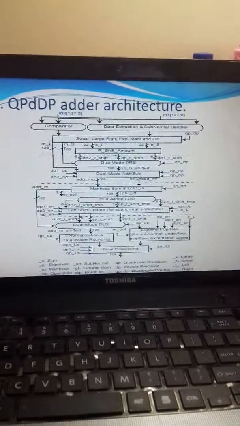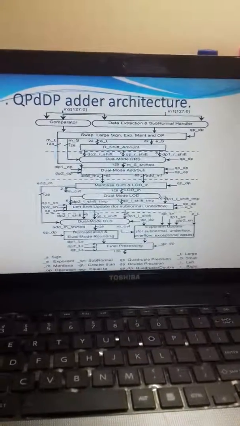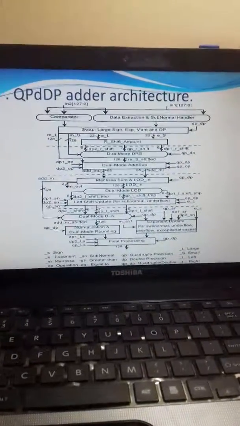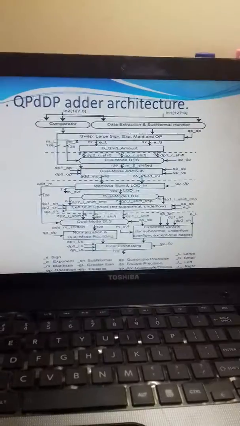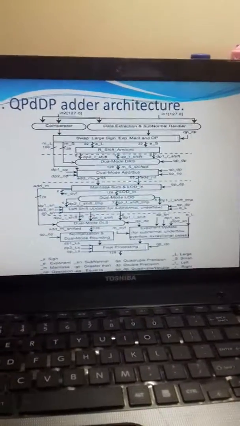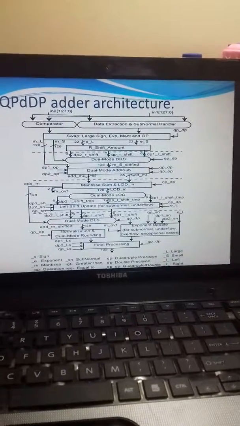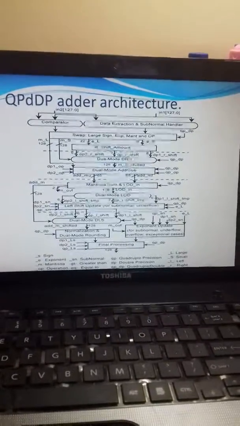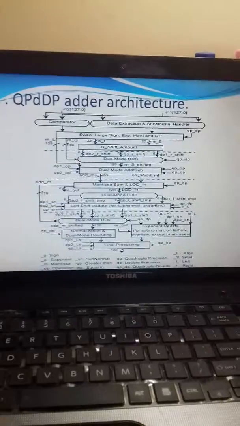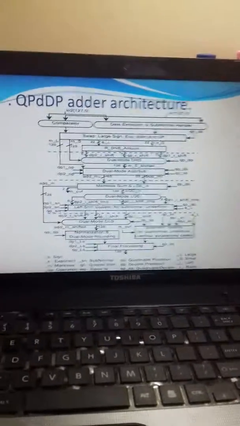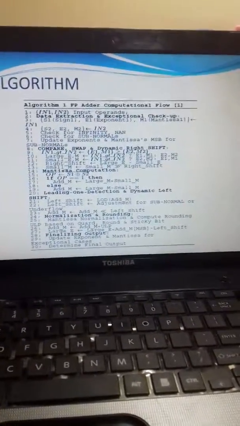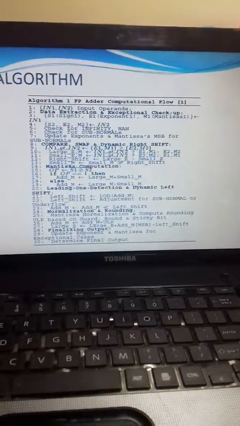This is the QPDPD adder architecture. First we have the comparator, and then data extraction and subnormal handler, swapping, and then shifting, and dual mode add and subtract, and then again swapping, and then normalization and rounding. This is the algorithm for this floating point adder flow.